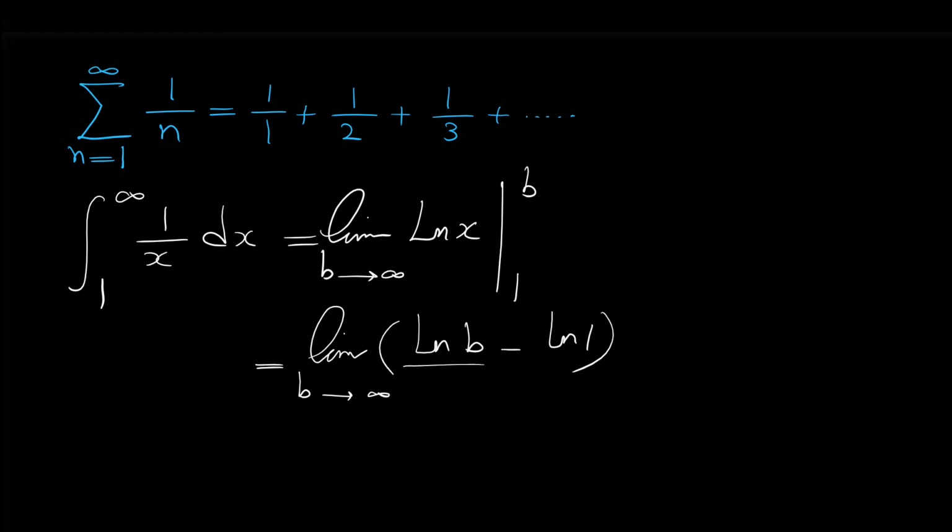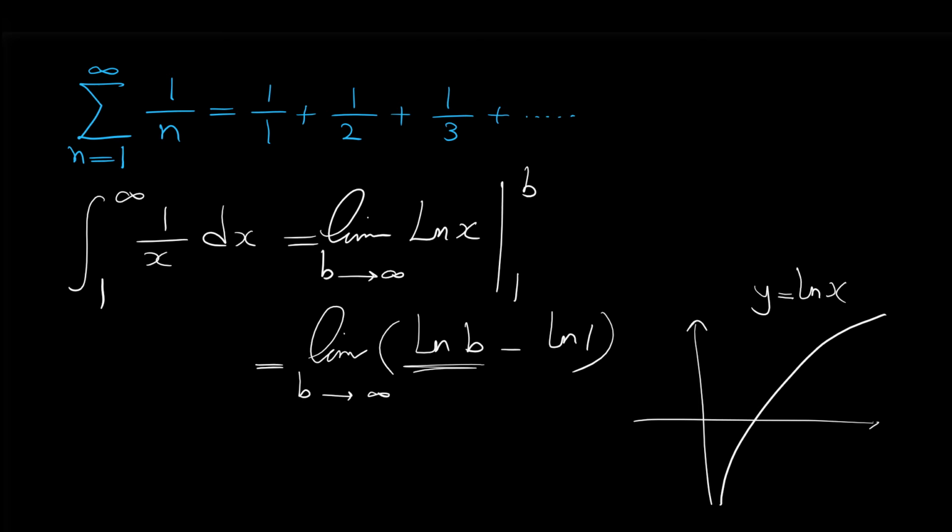Limit of ln of b when b goes to infinity is infinity. Remember the graph of ln of x. If you look at the graph of ln of x, you can see that if we go far to the right, the y values of ln of x get larger and larger. They increase without bound. And so ln of b when b goes to infinity is infinity. So this limit equals infinity.